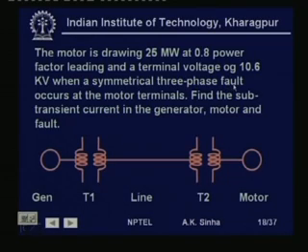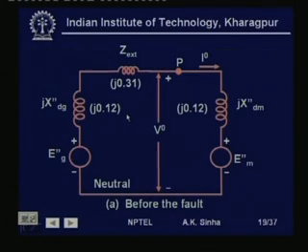When a symmetrical 3-phase short circuit occurs at the motor terminals, find the subtransient current in the generator, motor and fault. This is the problem. So, a fault has occurred at this point. Now, we need to find out the subtransient current from the generator, from the motor, as well as into the fault. So, let us make the circuit diagram for this circuit.